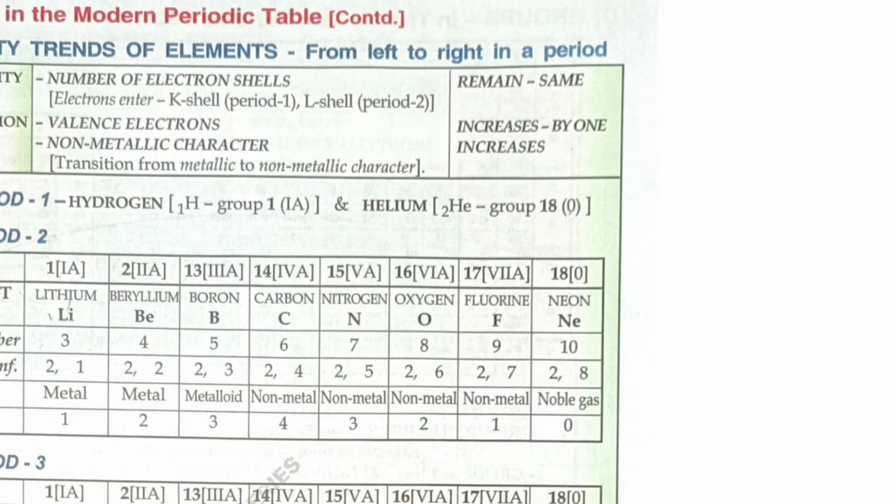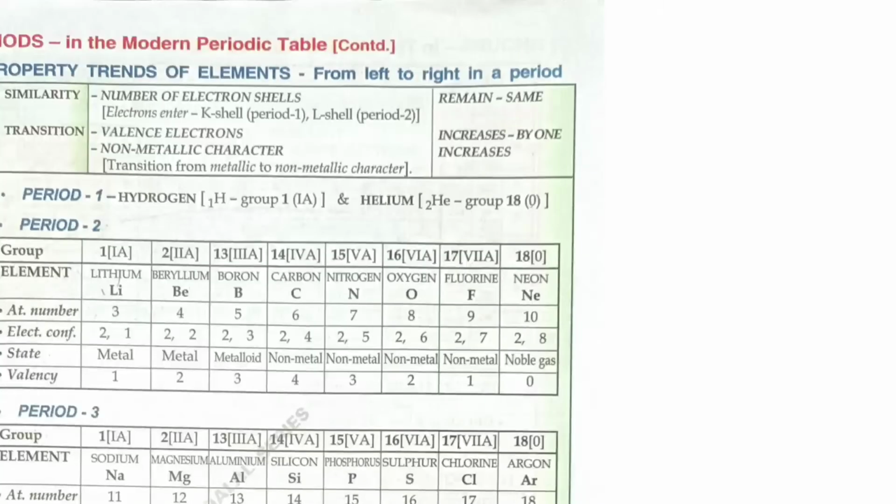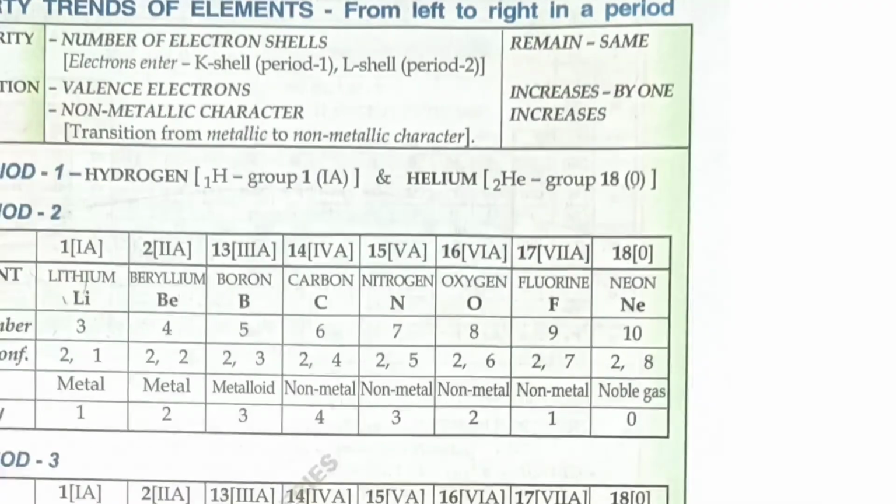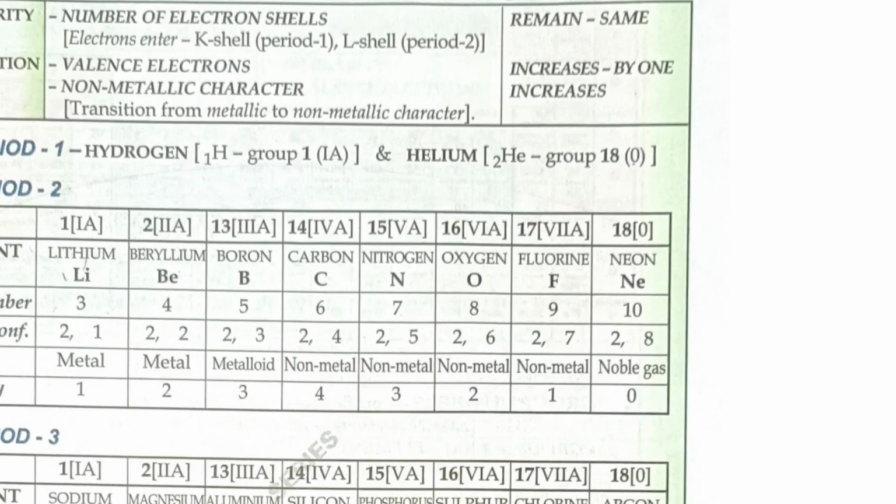And if you see beryllium, atomic number 4, electronic configuration 2, 2. So the last electron enters the second shell only. So the last electron is having the same shell, and therefore we can say the shell is similar. Okay, for period 1 it is K shell, for period 2 it is L shell, and so on. I have given the example of lithium, beryllium and all. Then transition, valence electrons, non-metallic character increases by 1, non-metallic character increases.